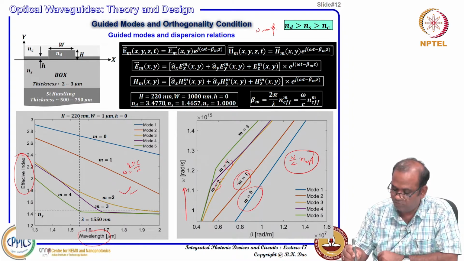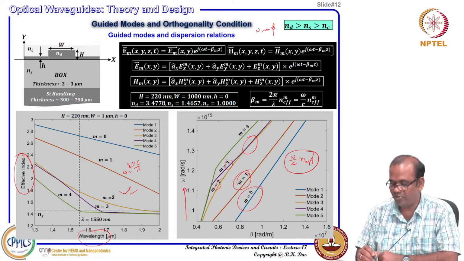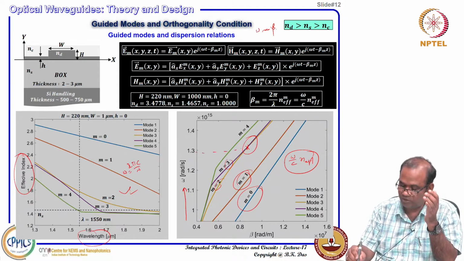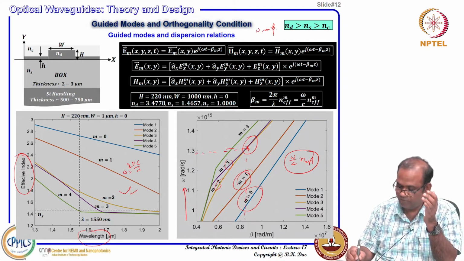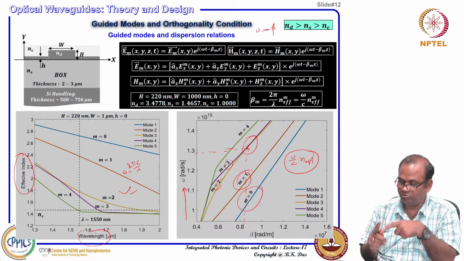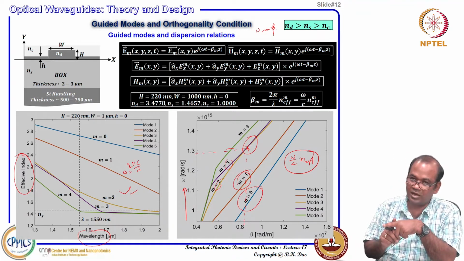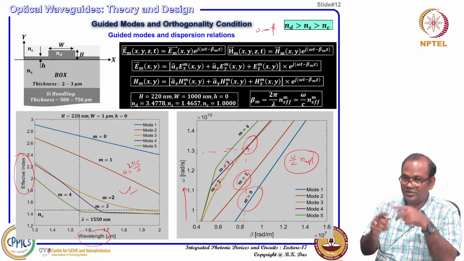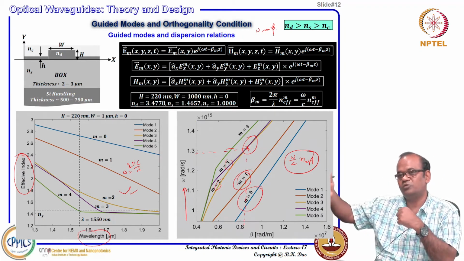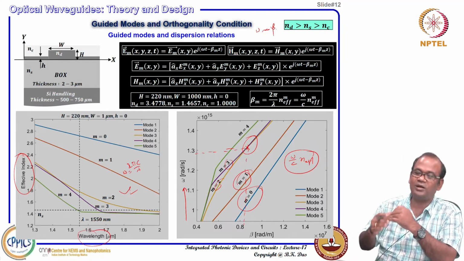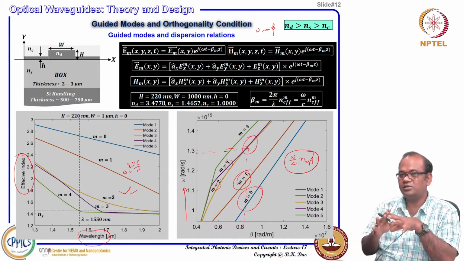You see, for example, here m equal to 3 and m equal to 2 are crossing at this particular point, because sometimes you can have a degenerate solution also. Say, for example, at this frequency for m equal to 2 and m equal to 3 you are getting the same beta value, that means the same effective index. That type of solution can also occur. What is the reason for that? That is because you are getting different eigen modes, and some of the eigen modes can have the same eigen values.